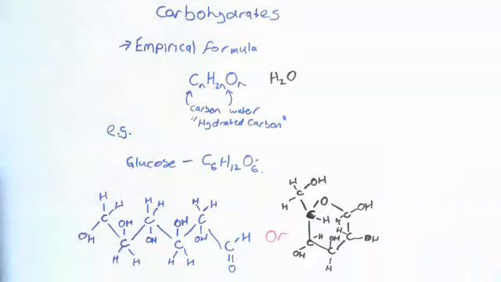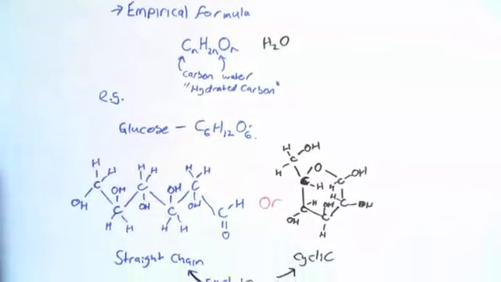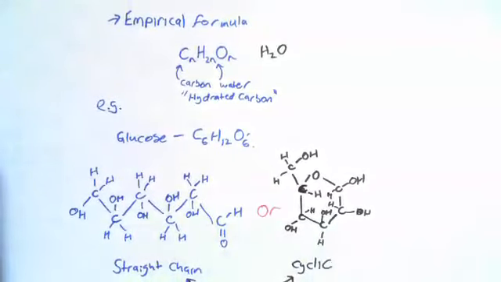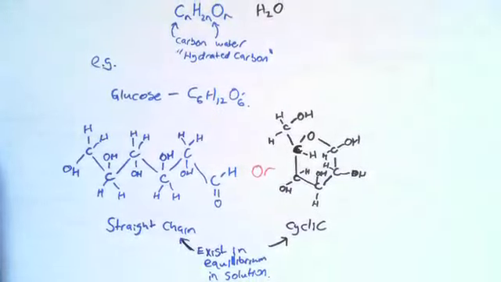It has one structure, but it can be in multiple configurations. It has both this straight chain structure here and this cyclic structure here. When glucose is in water, the straight chain structure and the cyclic structure are in equilibrium. There is a constant proportion of straight chain to cyclic, and they're constantly interconverting. So they exist in an equilibrium in solution.